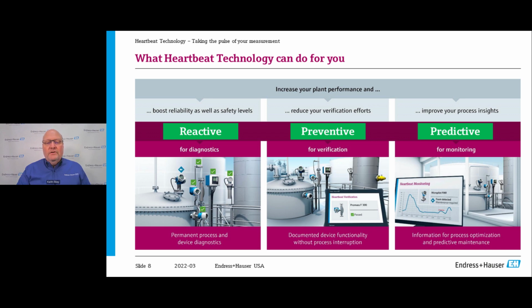Verification is what we term preventive. It is looking ahead and noticing an issue before it turns into a diagnostic warning. And monitoring is predictive. This is where we're getting into the area of predictive maintenance. How do I plan further ahead and avoid costly shutdowns and extra maintenance hours, which I really don't have the time for today?